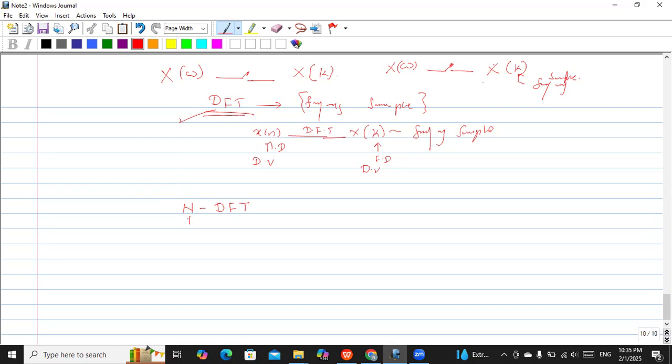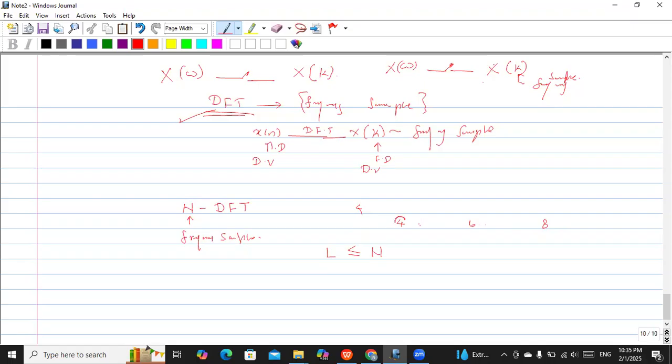Okay, that means you can get n frequency samples. But if your time sequence length is L, this n should be greater than or equal to L. So if you have 4 time samples, maybe you can get a 4-point DFT, maybe a 6-point DFT, maybe an 8-point DFT.